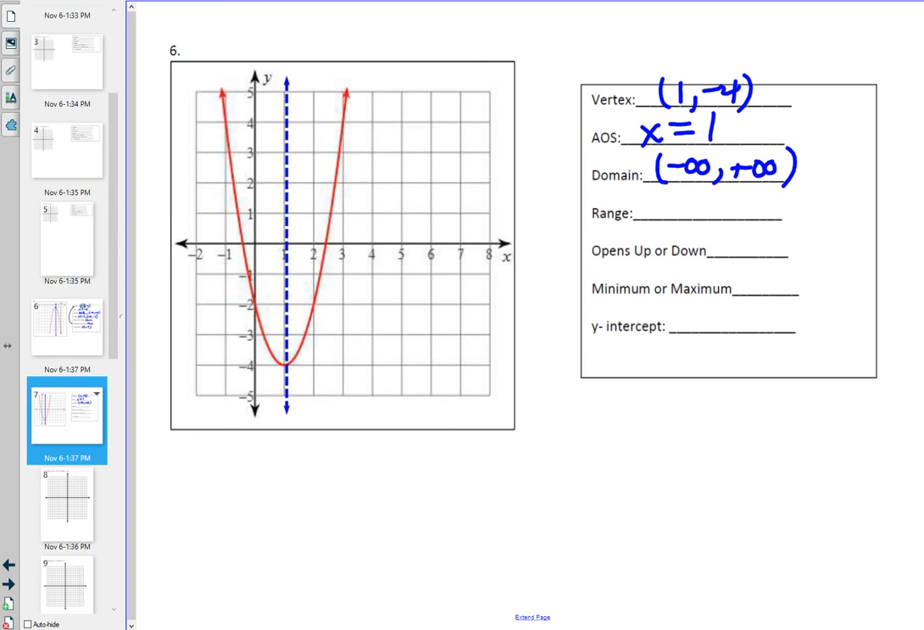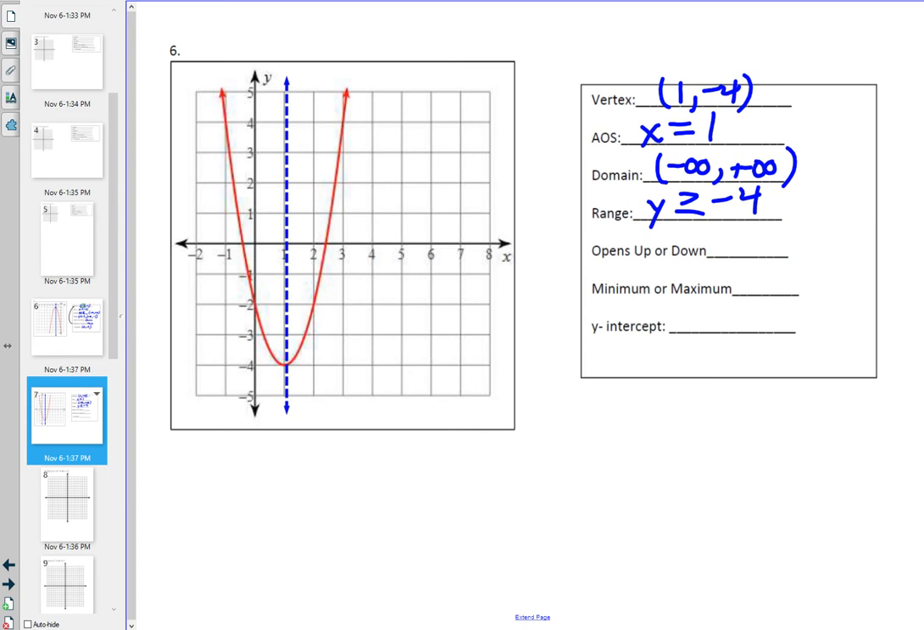How about the range, or El Rango, as some people say? Well, see now, yes, all these red points are above the vertex, so it's going to be y greater than or equal to, not less than or equal to, because all the points are above the vertex. And how low does the parabola go? Negative what? Negative 4.